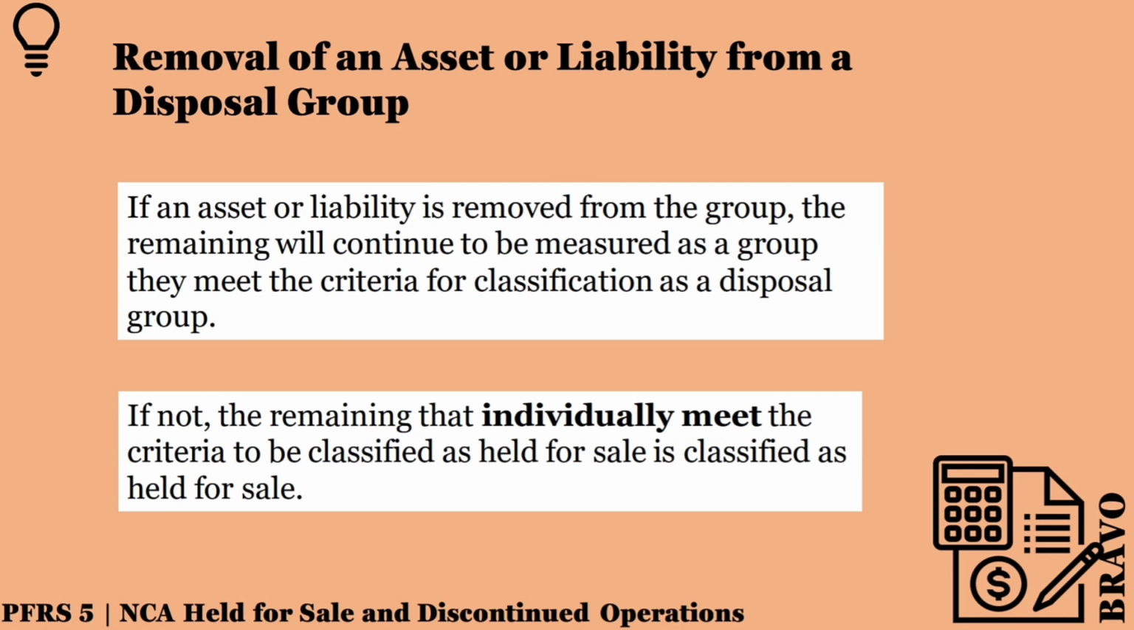Removal of an asset or liability from a disposal group. If an entity removes an individual asset or liability from a disposal group, the remaining asset and liabilities of the disposal group will continue to be measured as a group only if the group continues to meet the criteria for classification as disposal group. If it is not, the remaining current asset of the group that individually meet the criteria to be classified as held for sale are classified as held for sale. The other assets and liabilities that do not meet the criteria will cease to be classified as held for sale.